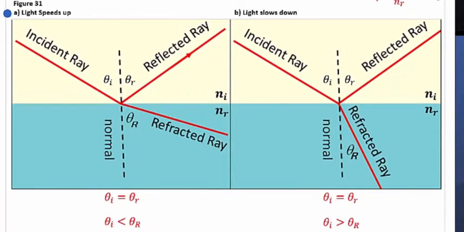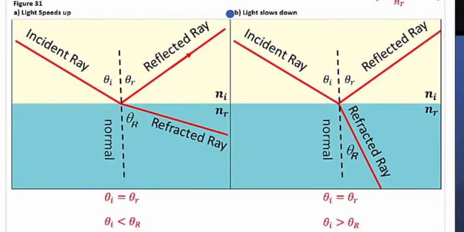Secondly, if we take a look over here, as light slows down in the new medium, then the index of refraction for the medium of the refracted ray here is greater than the index of refraction for the medium of the incident ray. And the angle of refraction will be less than the angle of incidence. In this scenario, as you see, the light ray will bend towards the normal.